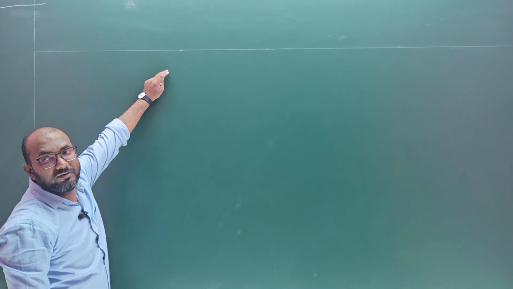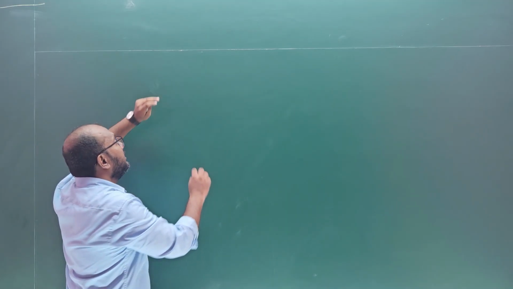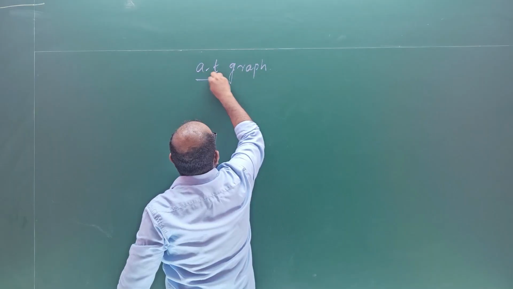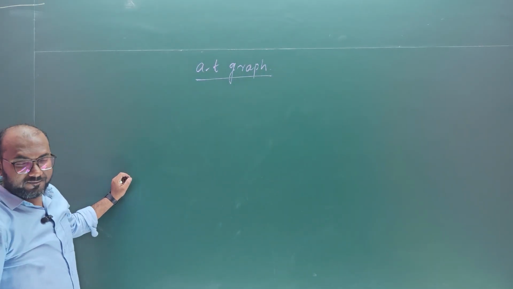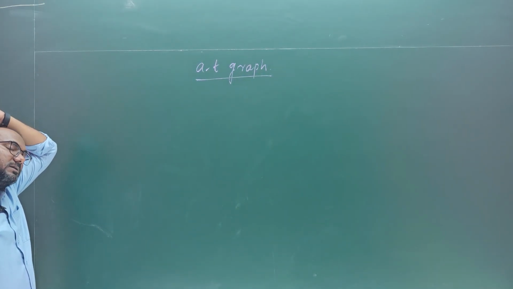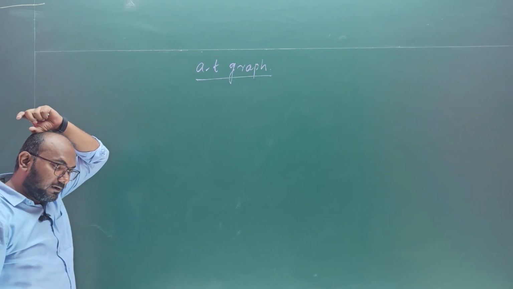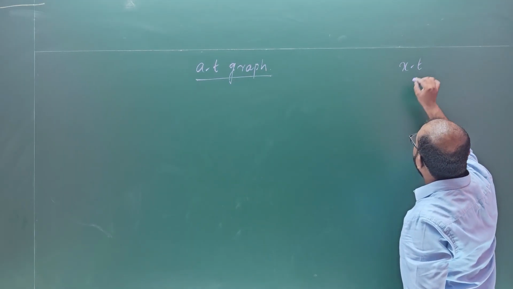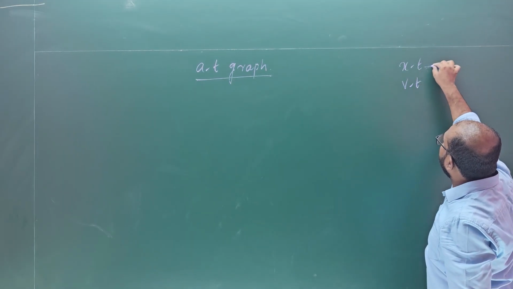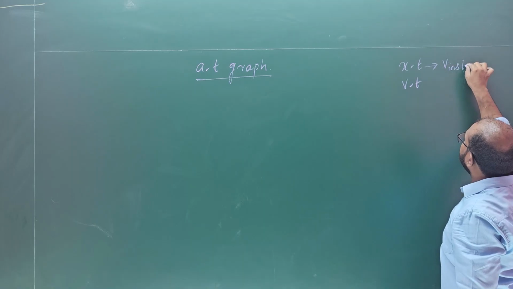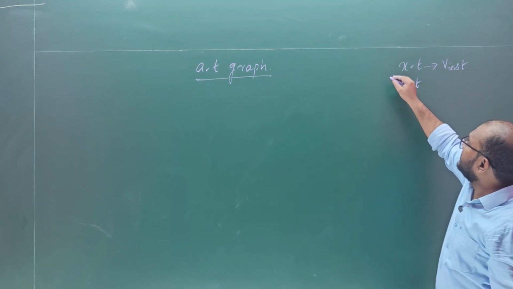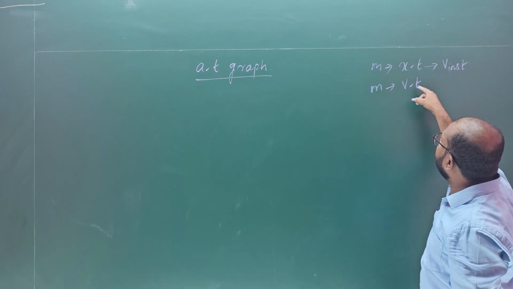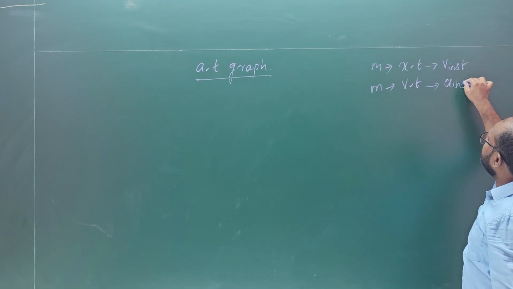So this one will be the last topic of this chapter, and that is the AT graph, the acceleration time graph. Before starting this graph, generally we learned two types of graphs earlier: the XT graph and the VT graph. The slope of the XT graph will provide you instantaneous velocity, and the slope of the VT graph will provide you instantaneous acceleration.